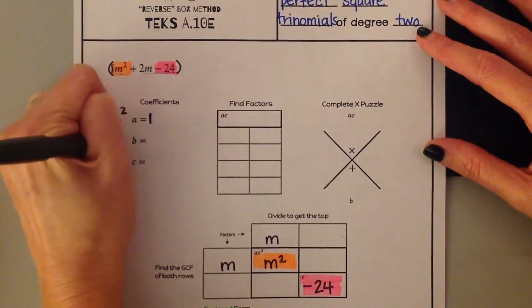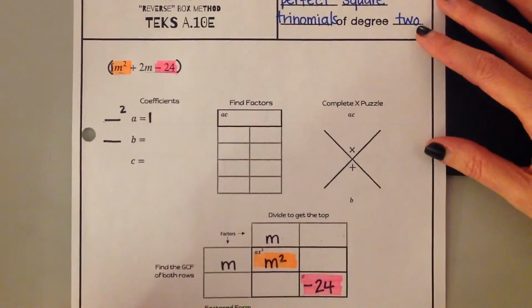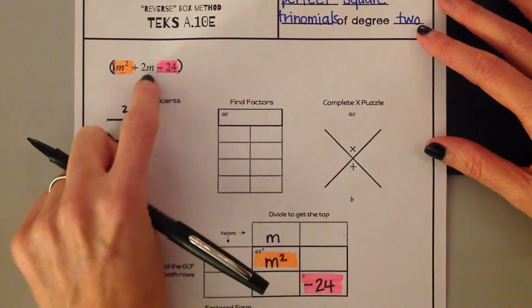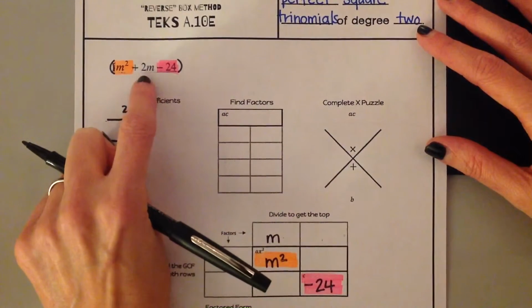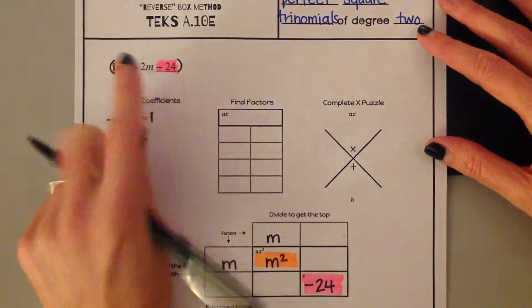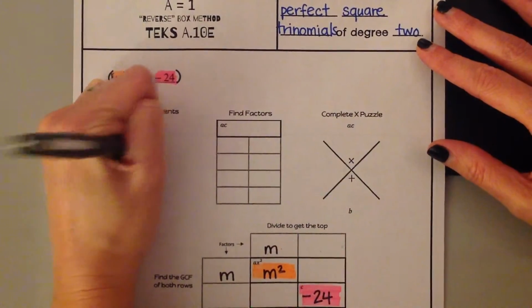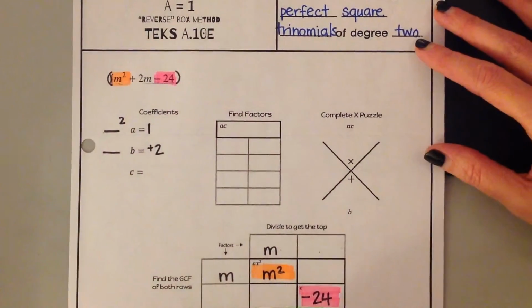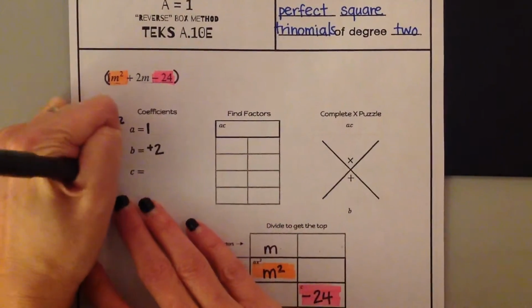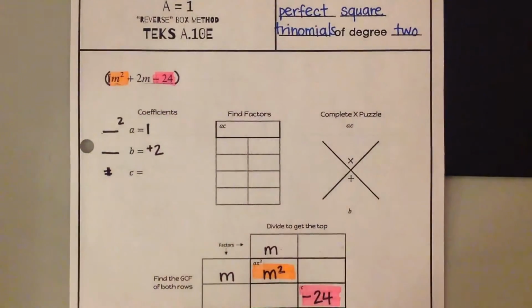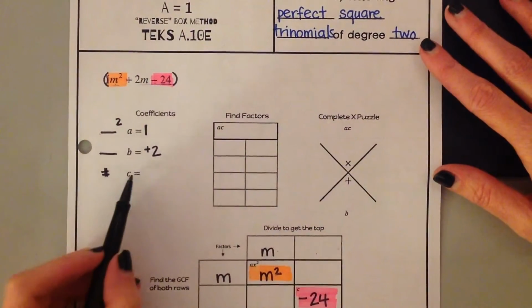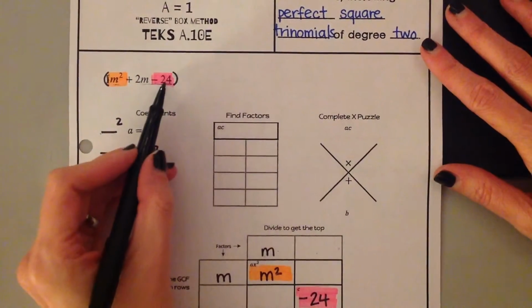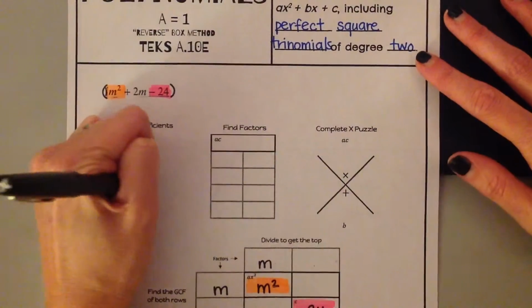Your b term coefficient is going to be the middle term of your trinomial, or the m to the 1 power, x to the 1 power. How many m's do we have? 2, and it is a positive, so I'm going to include that sign with my 2. And then your coefficient of c is your constant. It's your number, the term that has no variable included with it. And so the value of the c term is negative 24.